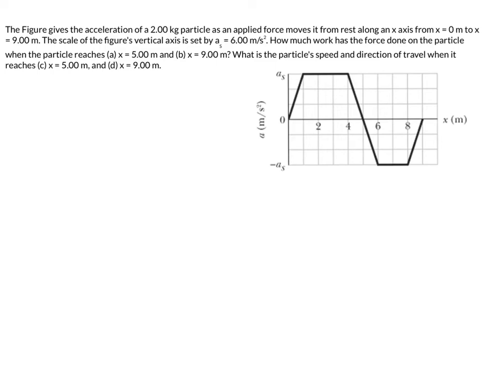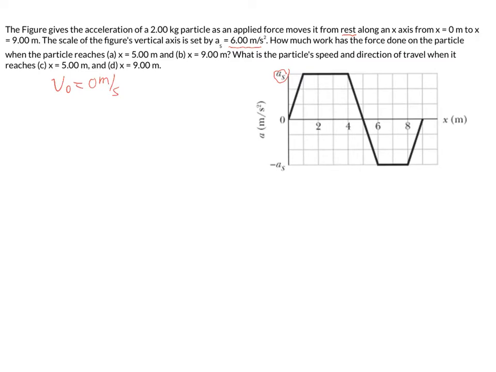Hey class, welcome back. I have another example problem for you. This is a tricky one for sure, and it's looking at work being done by a variable force. So what we're told is we have a figure here. This figure shows the acceleration of a 2 kilogram package as a function of position. All right, and so we're told that A_s, this point up here, is 6 meters per second squared. We're told that it starts from rest, so V initial is 0 meters per second.